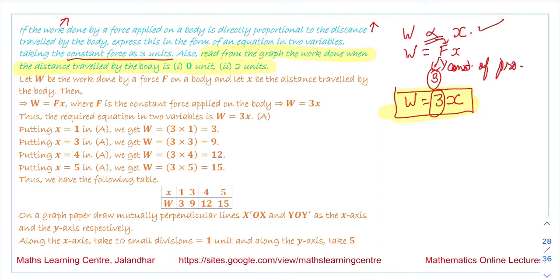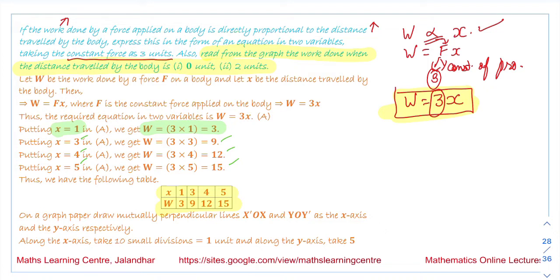So we substitute different values of x in this equation. We put x is equal to 1, and the corresponding value of W will be 3. Similarly for x is equal to 3, 4 and 5, the values are 9, 12 and 15, and these are shown in the tabulated form over here. Corresponding to x is equal to 1, the work done is 3, and corresponding to a distance 3, the work done is 9. These are shown over here.